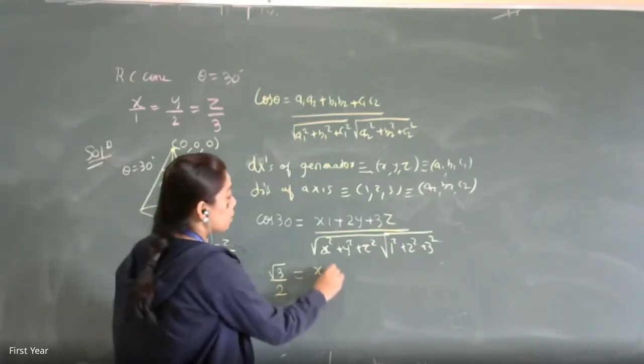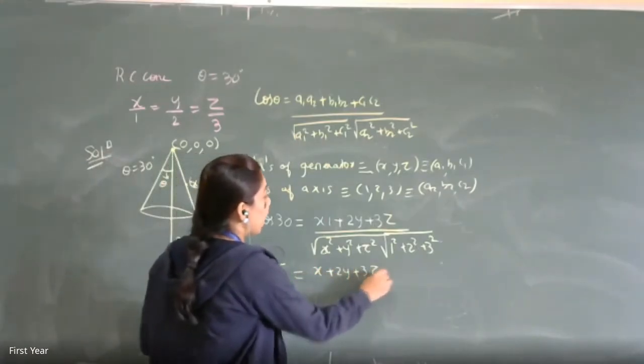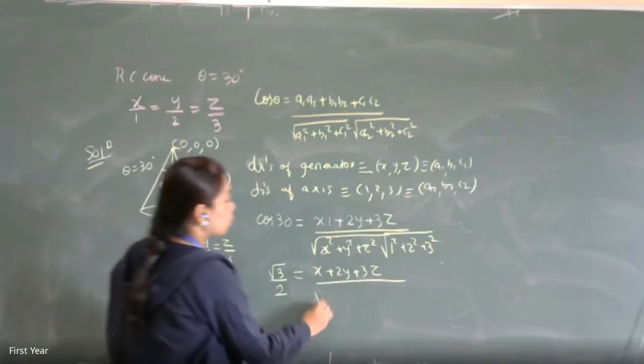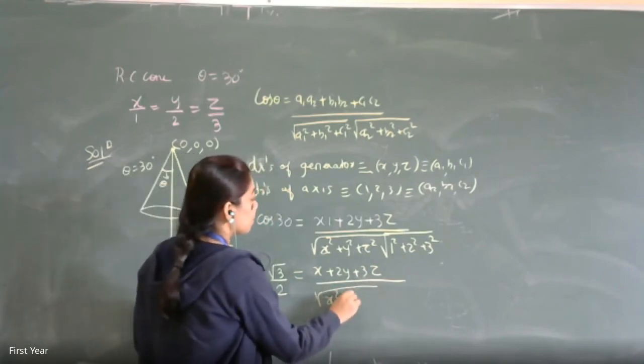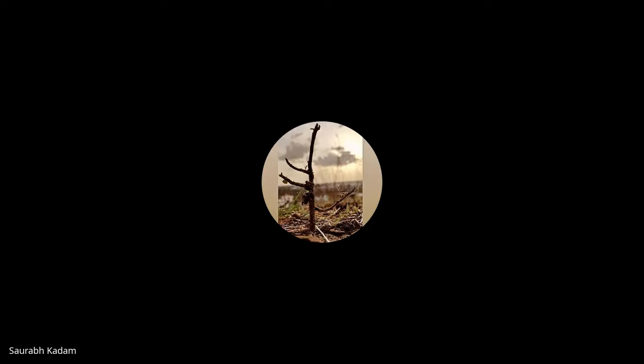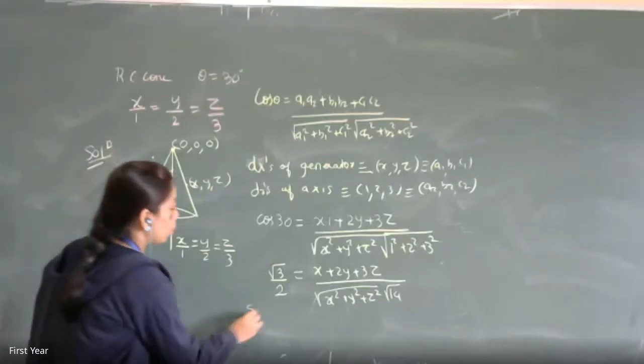What is cos 30? Root 3 by 2. And this is x plus 2y plus 3z. I want the equation of the cone, so it is a degree 2 equation. So what I will do? Squaring on both sides. What is the square of this? 9 plus 1, 10, and 14, root 14. So squaring, we solve it and we get the answer.